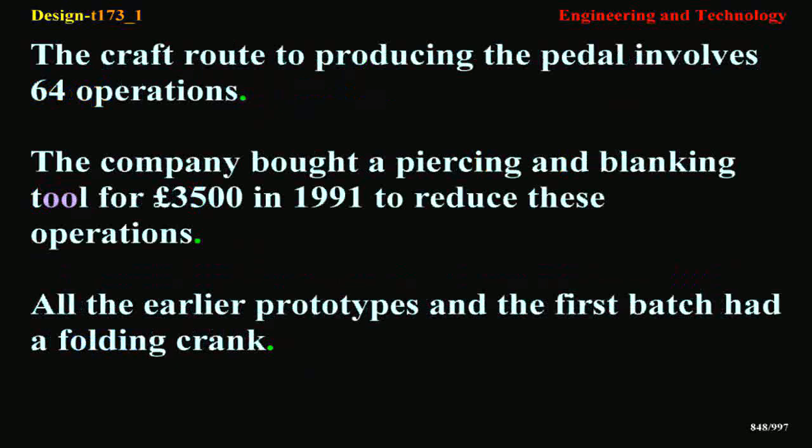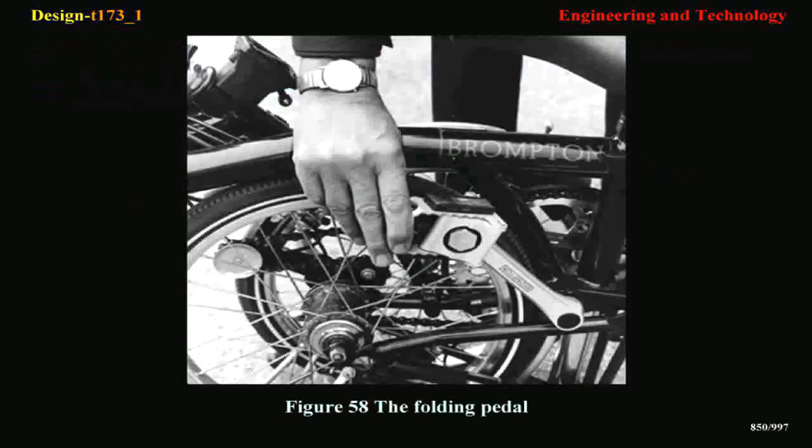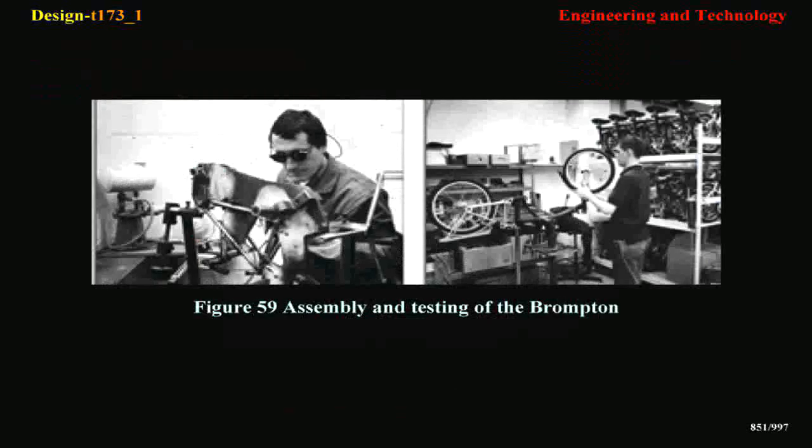All the earlier prototypes in the first batch had a folding crank. It was a clever eccentric mechanism that wore easily. Ritchie 1999. Figure 58: the folding pedal. Figure 59: assembly and testing of the Brompton.